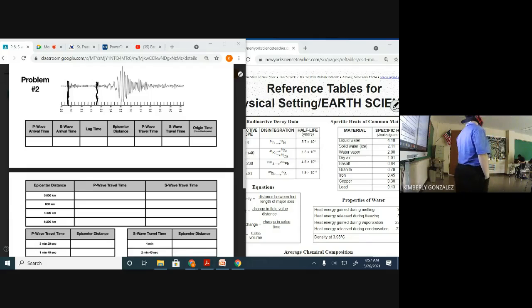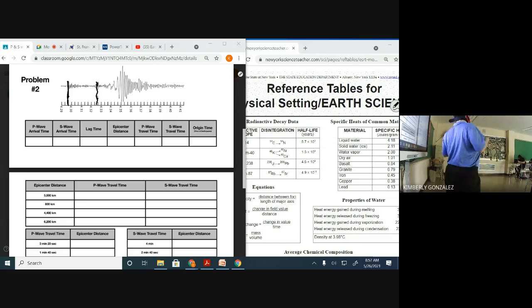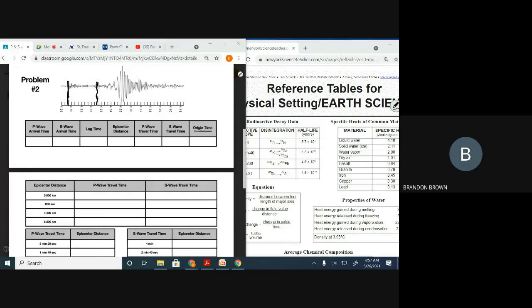So here's the thing, you want to round to the nearest 10. You don't want it to be like 35 because it's getting way too complicated. But if this was a test, just so that you all know, it would have said plus or minus 10 seconds. Okay, so then what's the lag time? What's the difference between the two? 3 minutes.